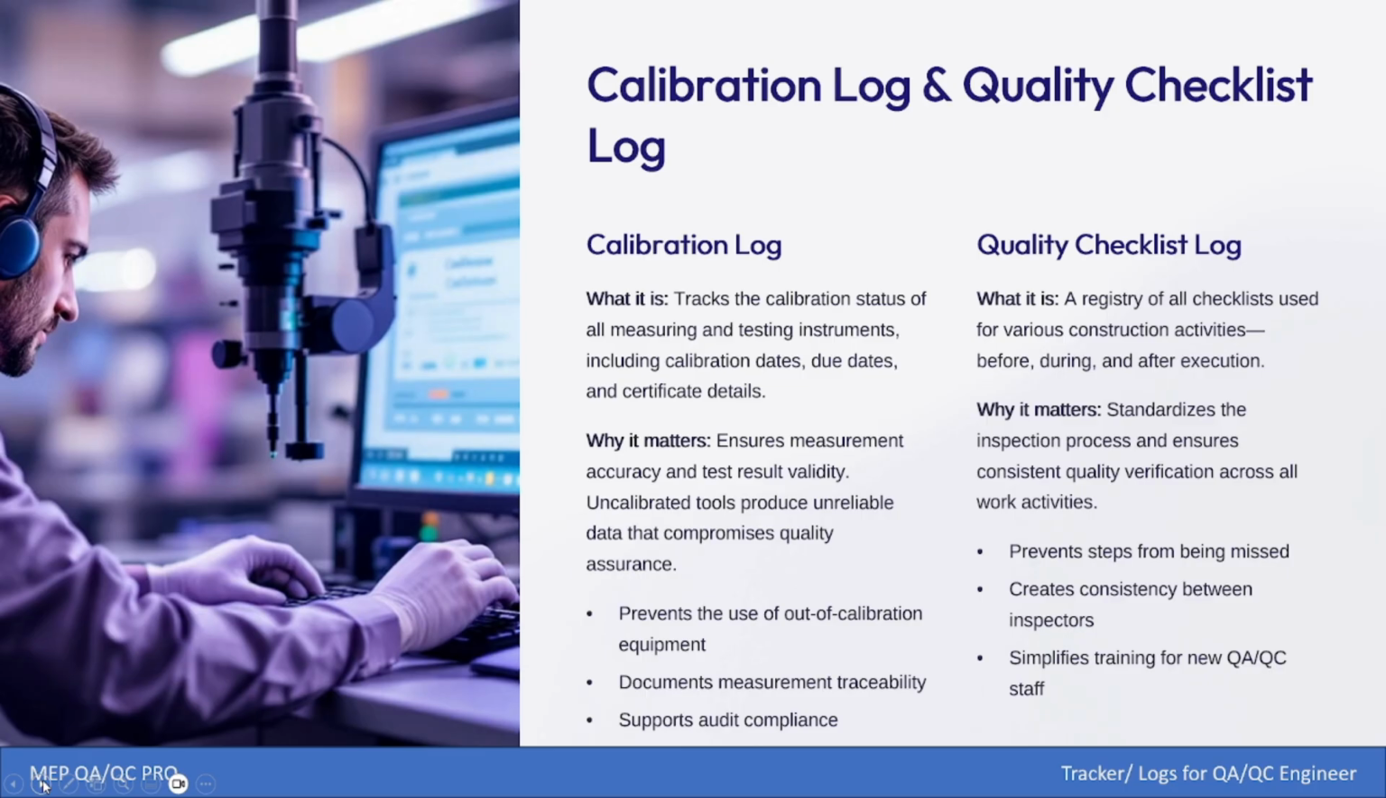And the last second one is the calibration log and the quality check log. Calibration, as I told you, you need to track all your measuring and testing equipment through the calibration dates, due dates, and certificate details. Certificate details in terms of serial number, certificate number, everything you need to mention in your log, so that you can easily track any equipment that is going to expire in upcoming days, months, year, whatever. That is why we made the calibration log.